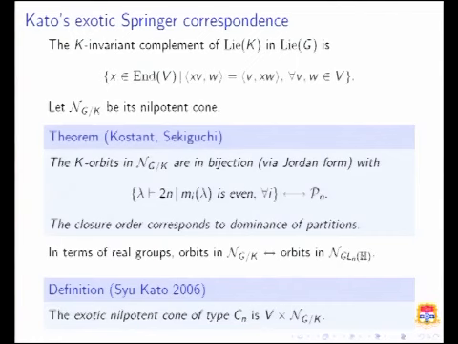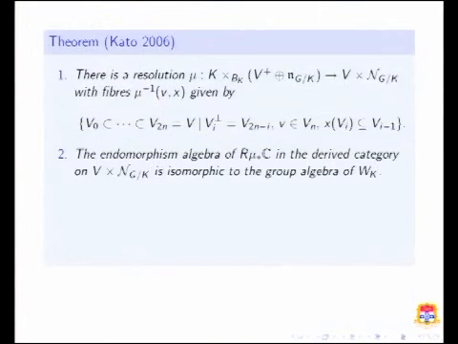So Kato's exotic cone is not this, however, but this nilpotent cone in this symmetric space G/K multiplied by the vector space. He considers the variety of pairs of a vector in the vector space and a self-adjoint nilpotent endomorphism of the vector space. And that's the exotic nilpotent cone of type C_n. So a few remarks about his cone, which help to explain why you would consider this particular variety.